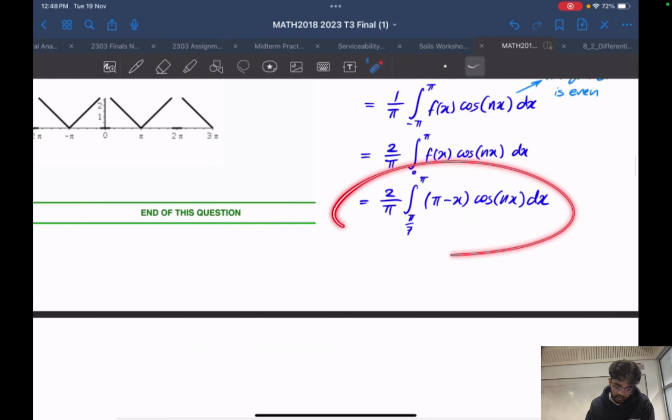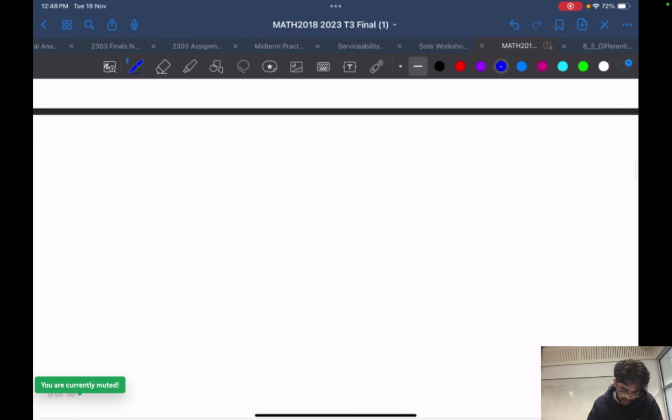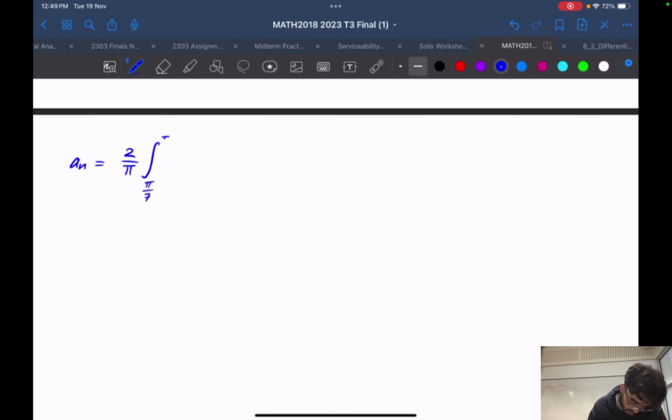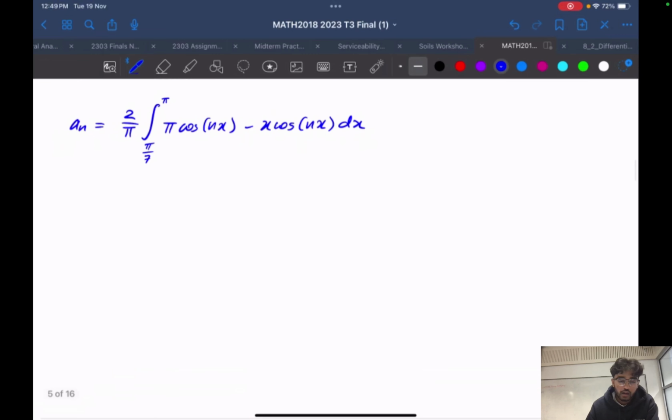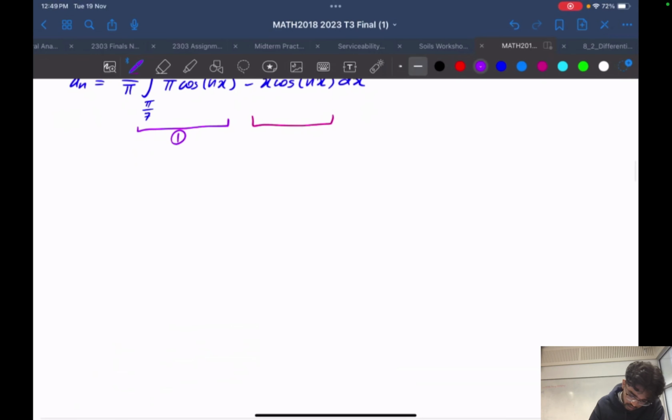I'm going to quickly do this integral over here. So we have an is equal to 2 over pi from pi on 7 to pi of pi times cos nx minus x cos of nx dx. So I've expanded the integrand. I'll probably do it part by part. So I'll do this integral first, and then I'll do this integral second. I'll call this 1, and I'll call this 2.